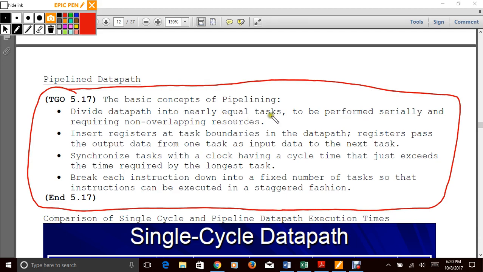The 5 basic concepts of pipelining are dividing the data path into nearly equal tasks to be performed serially and requiring non-overlapping resources. This is going to become very important because we're going to talk about concepts of hazards today. It means we can't have the arithmetic logic unit doing 2 instructions at the same time. We can't have elements being accessed at the same time in pipelining. You can't have memory, instruction memory, being accessed twice. We try to eliminate that.